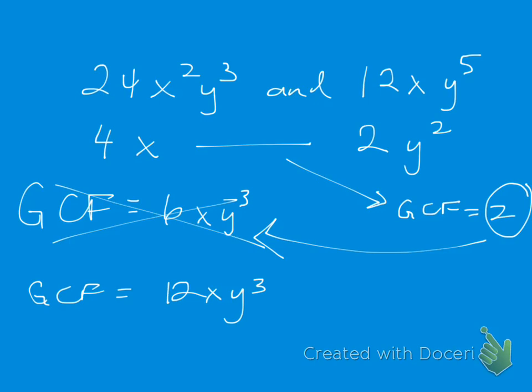And so now if I go back up here and divide, that's going to leave me with 2x, and over here it's going to be left with y squared. And now they have nothing in common. 2x and y squared have nothing in common. And that's the goal. When you divide your GCF out of here, it should have nothing left in common. Does everybody understand that? Okay?